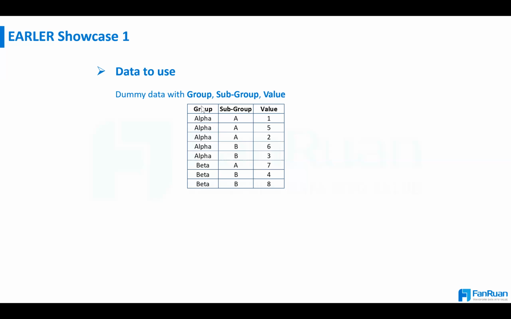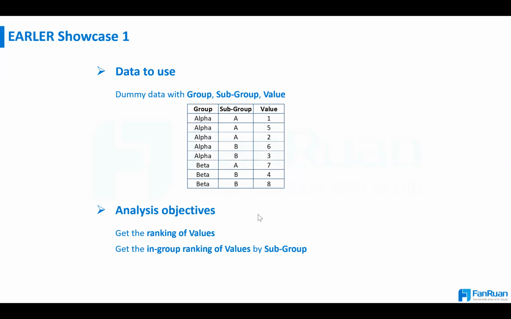For example, here we are going to use this dummy dataset with group, subgroup, and value. For group, we still have two groups, and subgroup still has A and B. For this case, we are going to calculate two targets. The first one is to get the ranking of values. The next one, we will go a step further: we are going to get the in-group ranking of values by subgroup.